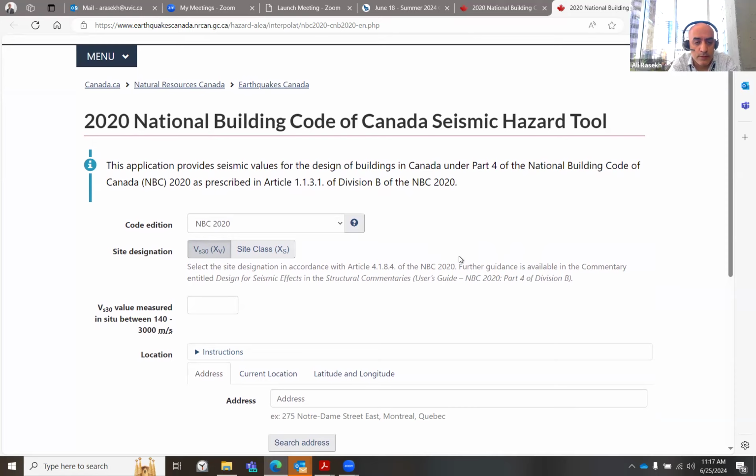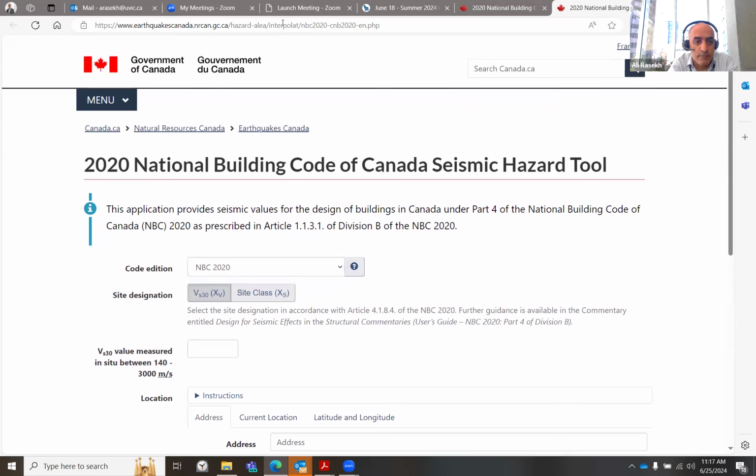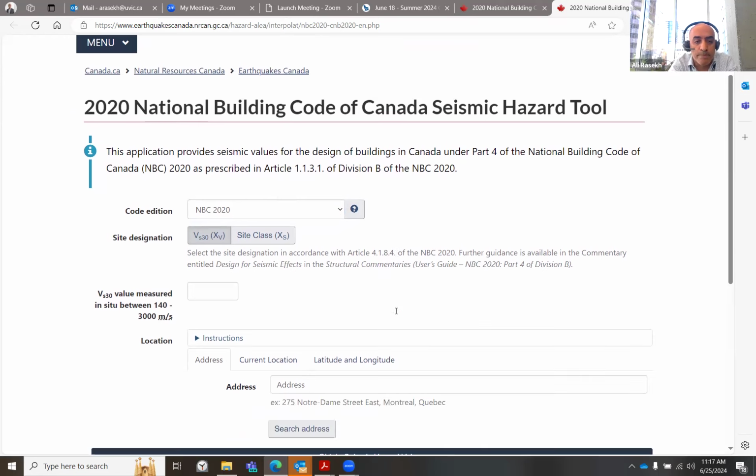Let's see if we can figure this out. The code still allows, no, maybe there's a different website. I'm pretty sure that if there is a different web address, you can still use NBC 2015 or even earlier, because sometimes it's necessary. But when you go to this address, it's focused on 2020. So you have only one choice here, 2020.